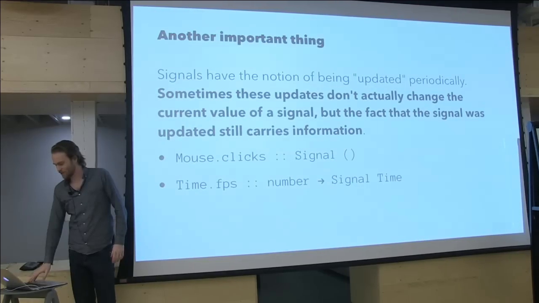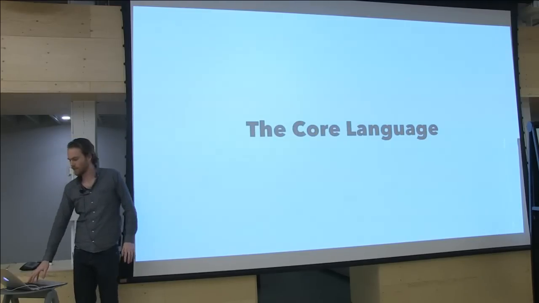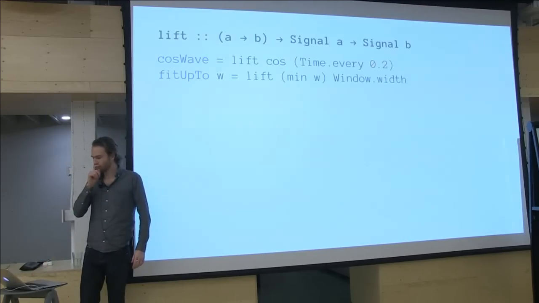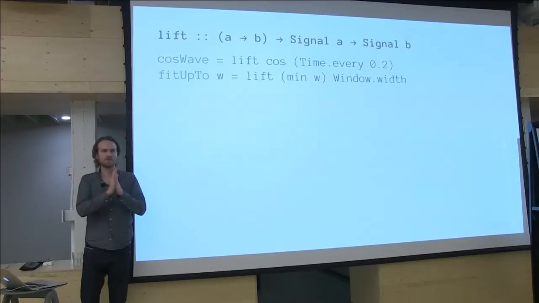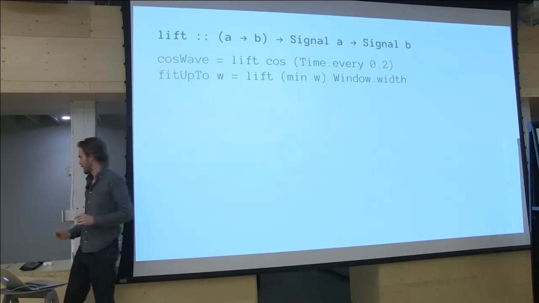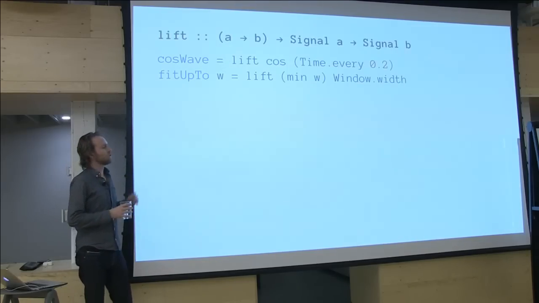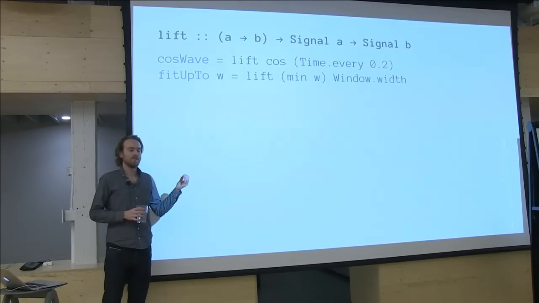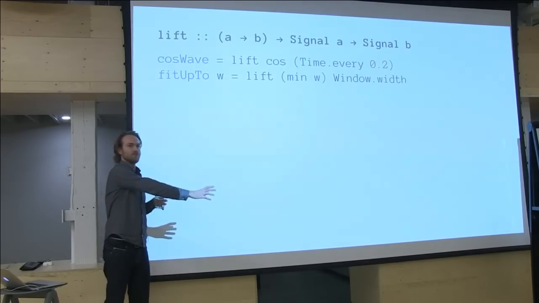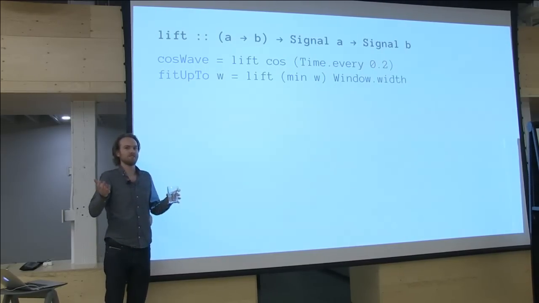All right. So, anything else? Okay, so let's get into the core language. Here is the simplest signal transformation function in Elm. It's called lift, and you can think of it like this: the lift function lifts some other function into the realm of signals.